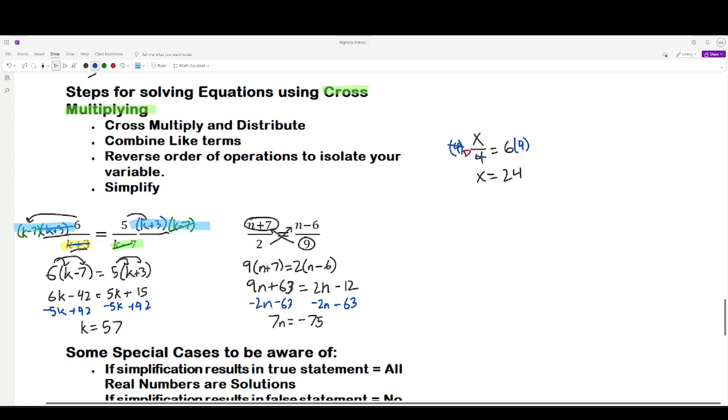Then since we want to know what n is, not 7n, we're going to divide by 7 to cancel out that multiplication operation, and we're left with n equals negative 75 over 7. So cross-multiplying is just a kind of visual shortcut if you have denominators on both sides. Rather than doing the full written out multiplication like I did on the left, we just use these arrows, like we did on the right side here, to simplify and show how we're multiplying on each side.